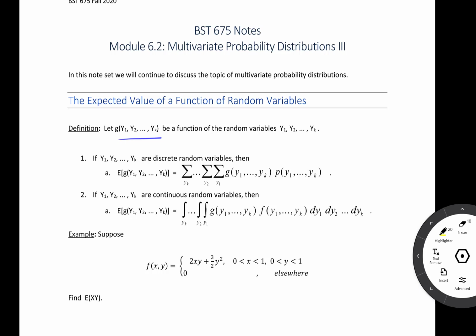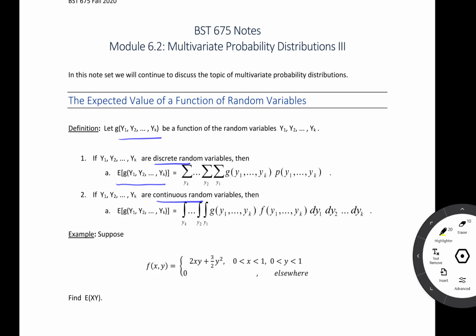Notice here we're going to have both the discrete and the continuous case. In both cases, we're looking at the expected value of a function of those random variables. Comparing the two, for the discrete we're going to sum, and for the continuous we're going to integrate. That's just like what we saw when we looked at the univariate case.